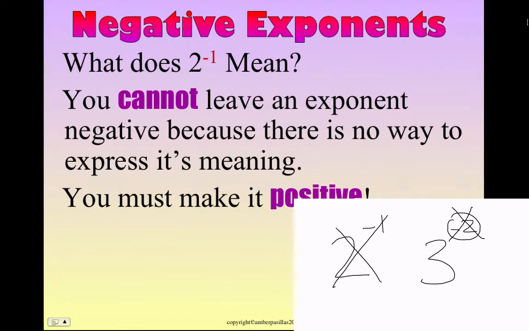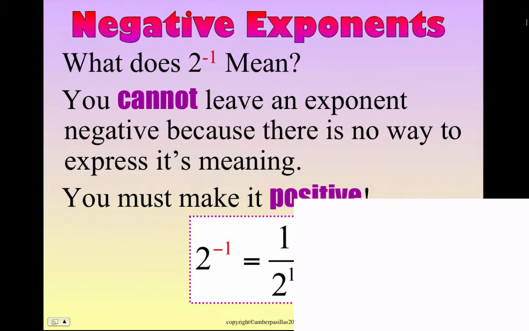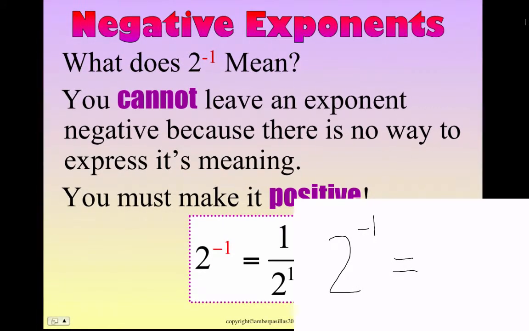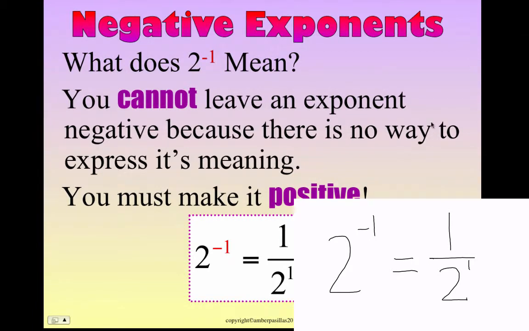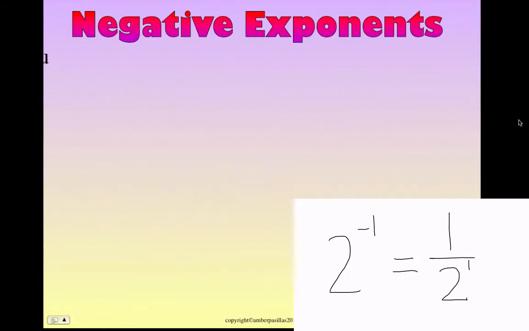Now, the way you make it positive is that we are going to move it to the bottom floor. So just like it shows on the PowerPoint, we have 2 to the negative 1. And what this means, we could think of it as this 2 is in the wrong spot and needs to move downstairs. So he's going to go to the bottom. He's going to keep the same exponent. And since there was nothing on top, it's going to be turned into a 1. It's kind of harder to see when there's a 1 there.